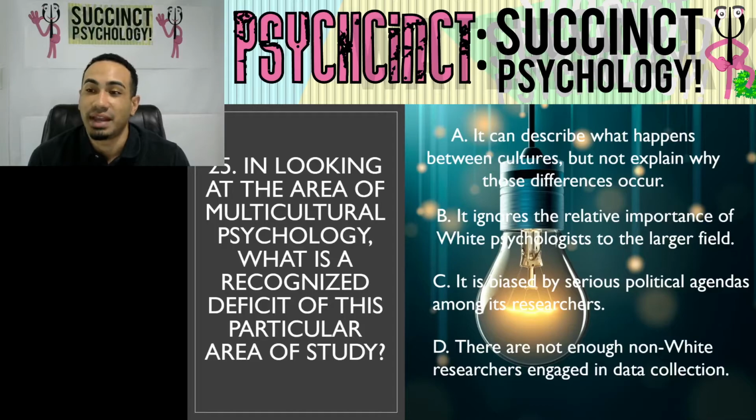Alright, if you guessed A, it can describe what happens between cultures but not explain why those differences occur, you chose right. It is A.